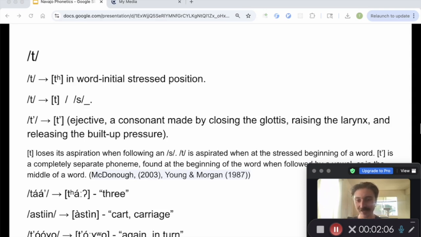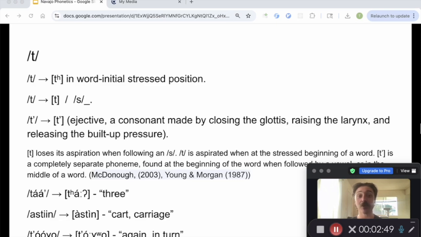So for the word three, we can see the aspirated T at the beginning, the T sound. In the word for cart or carriage, we see the st sound. And then in the word for again, or also, or in turn, there's the ejective version, which, like I said before, I am unable to make that sound. It would be sort of a type thing. I'm not really sure.